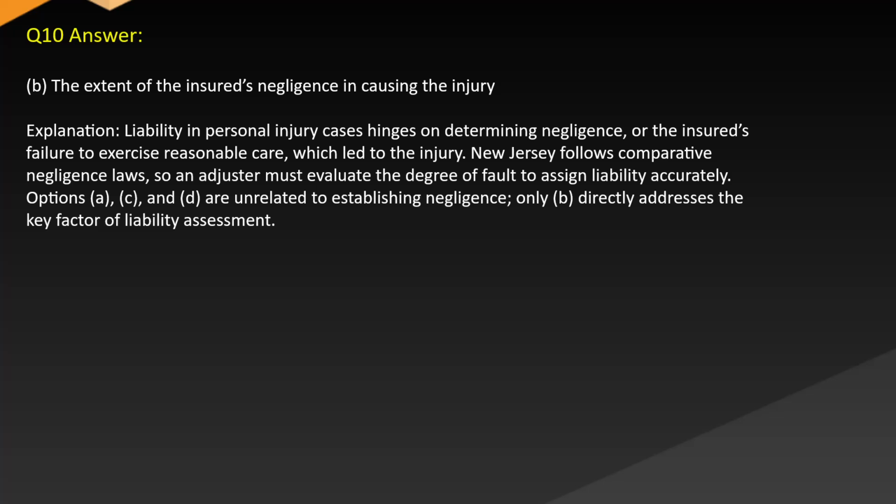Answer: B. The extent of the insured's negligence in causing the injury. Explanation: liability in personal injury cases hinges on determining negligence, or the insured's failure to exercise reasonable care, which led to the injury. New Jersey follows comparative negligence laws, so an adjuster must evaluate the degree of fault to assign liability accurately. Options A, C, and D are unrelated to establishing negligence. Only B directly addresses the key factor of liability assessment.